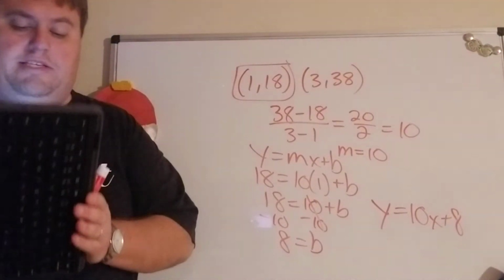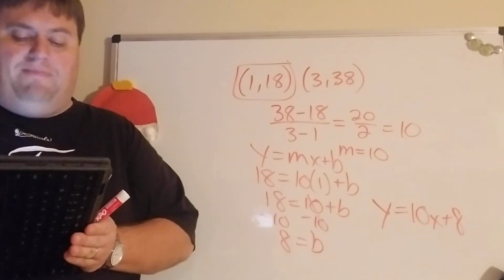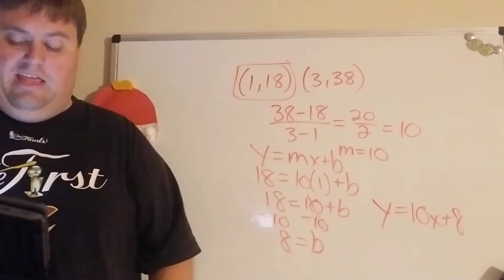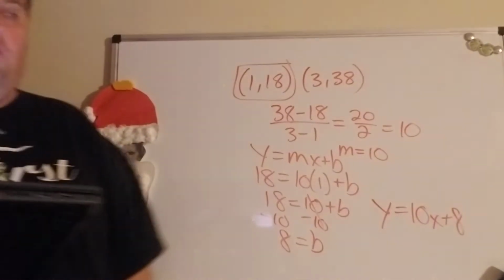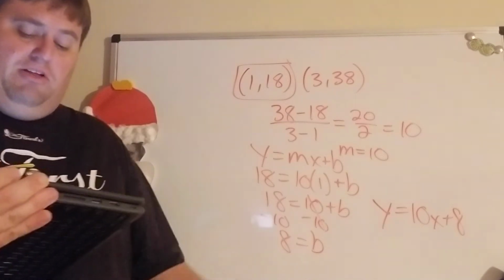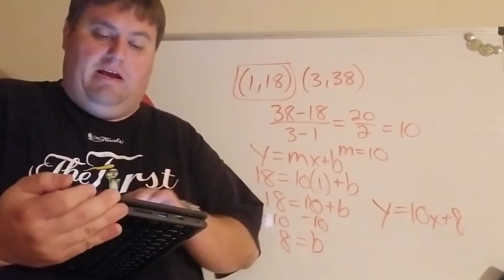And then they said, which one's a reasonable domain? Well, he's working after school for a day. So he can't work 24 hours after school. Can't work 68 hours after school. He can only work 6. 0 to 6 seems like the most reasonable domain there.